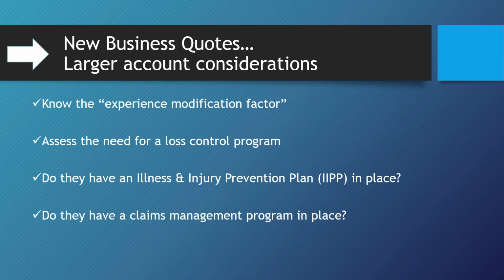Do they have a loss control program in place? Do they have a history of frequent losses or large losses? That would be important to know. And can they benefit from having an injury and illness prevention program in place? Do they have a dedicated person working on claims with their current carrier as well? All those things are very important to know and to maybe establish with them from the get-go when you're working on the larger accounts.